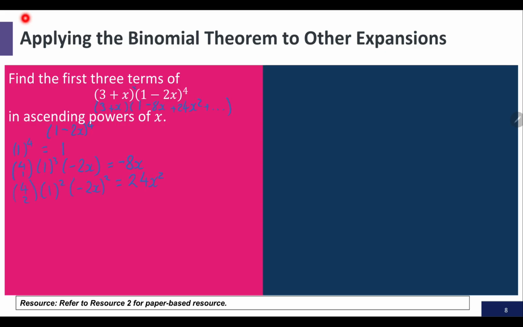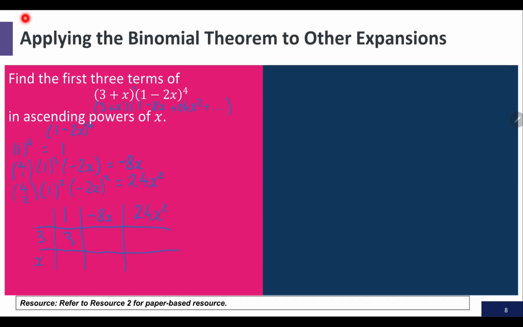Now we're going to multiply these together. I'm going to go for a grid method. You don't have to. I think with the grid method you can actually see what's going on and spot mistakes easier. So I'm going to write the binomial expansion at the top, and the other bracket at the side there. And all I'm going to do now is multiply.